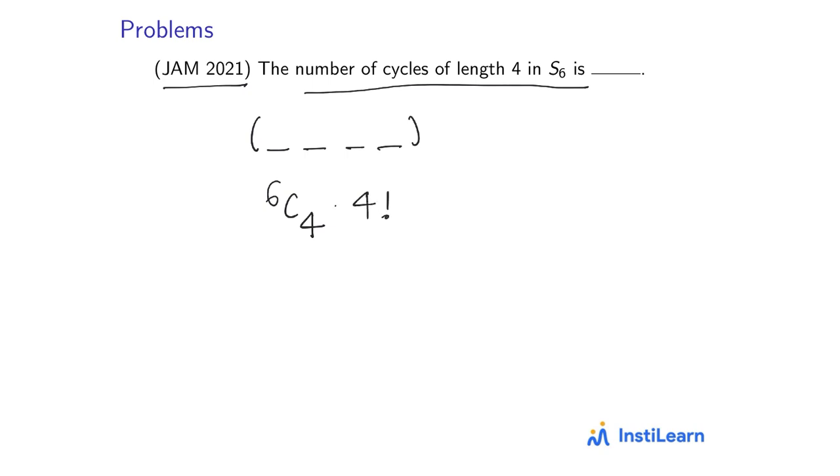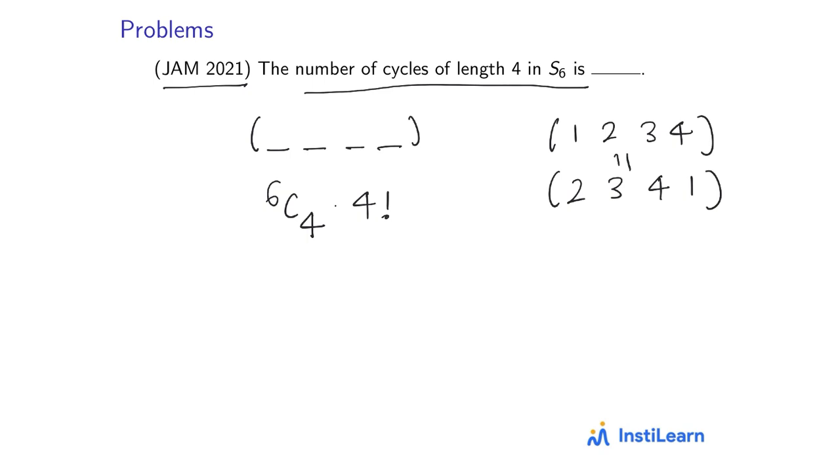Now the question is, all 4 factorial ways in which you can arrange, are they all distinct cycles? So the answer is no. Why? Because consider (1 2 3 4). Suppose you got a 4-cycle like this. If you cyclically change them, for example, if you consider (2 3 4 1), then this is the same, right? Because you can see that 1 is going to 2, 2 is going to 3, 3 is going to 4, and 4 is going to 1.